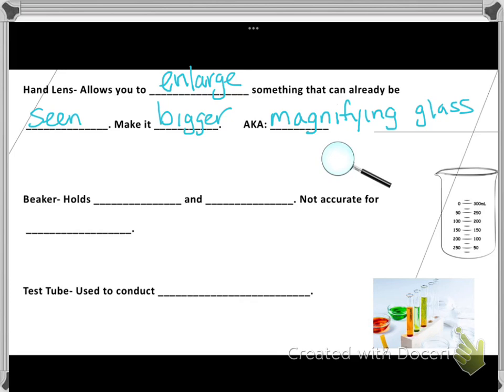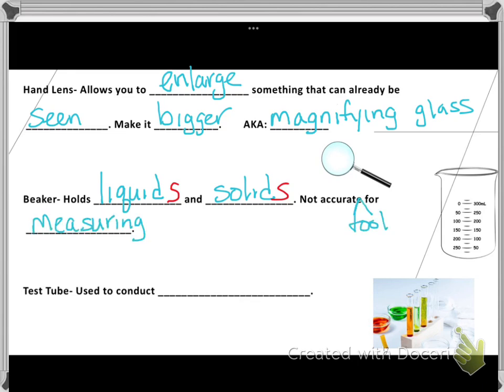Next we have a beaker. Beakers hold liquid and solids. You should have S's on them. Liquids and solids, depending on what they are. It is not an accurate tool for measurement. Make sure you add the word tool in there. I think I left it off on your papers as well.